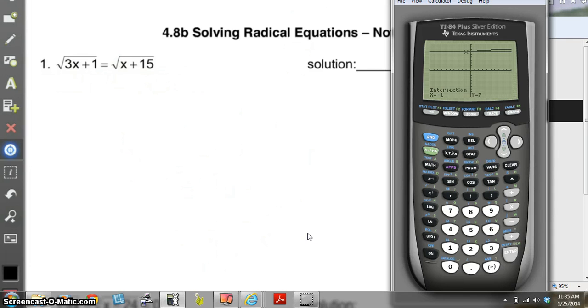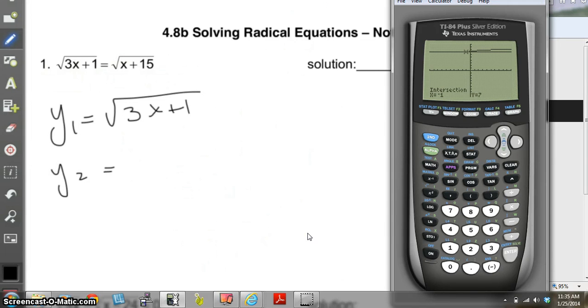So on y1, put square root of 3x plus 1. On y2, put square root of x plus 15. And let's graph them. So on y1, I'm going to clear this. I'm going to write square root of 3x plus 1. So as you can see, part B of the lesson is exactly the same concept.